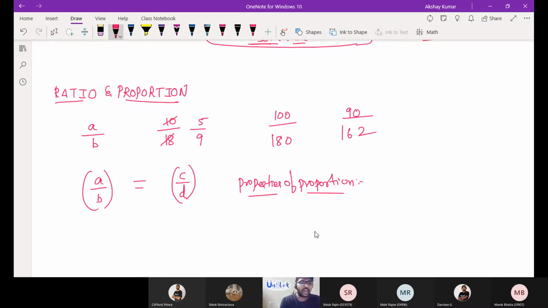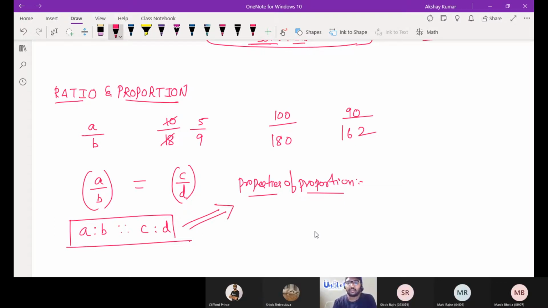That's it. So how do you represent proportion? You'll write it as A is to B, then you write a double colon here and write C is to D. So this is how you represent proportionate values. Here we learn certain properties associated with proportion, and we'll be solving problems based on that. So that is it in this particular chapter. There's nothing else there.